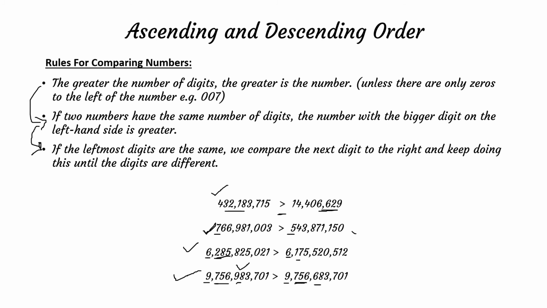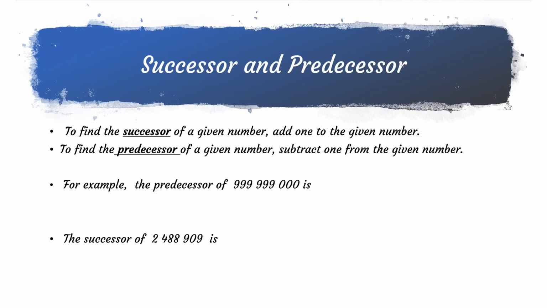Now let's do successor and predecessor. To find the successor of a given number, add 1 to the given number. It means that if we have to write the successor of any given number, we just add 1 to that number. And to find the predecessor, subtract 1 from the given number. We just subtract 1 from that number. For example, what will be the predecessor of this number? We write predecessor when we subtract 1.